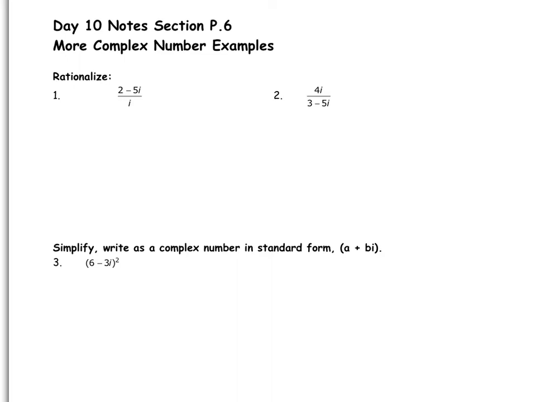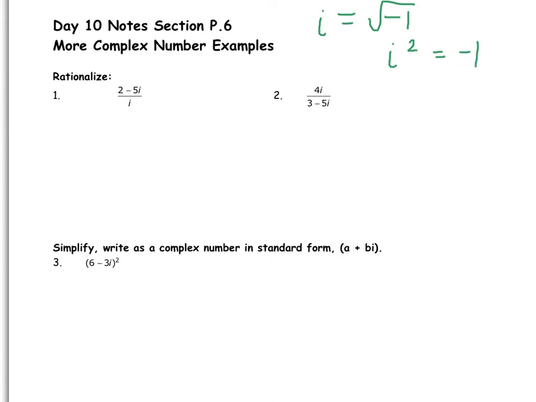This is the second video for section P6 on complex numbers. We're going to just look at a few more examples of simplifying expressions in i. The first two that we have here have expressions that have i in the denominator. So if you remember, i is defined as the square root of -1, and i squared is the number -1.